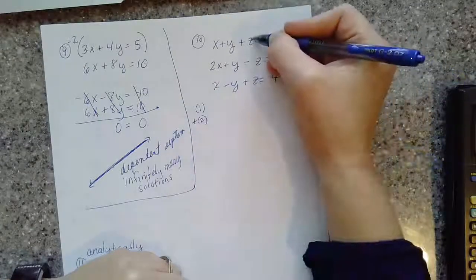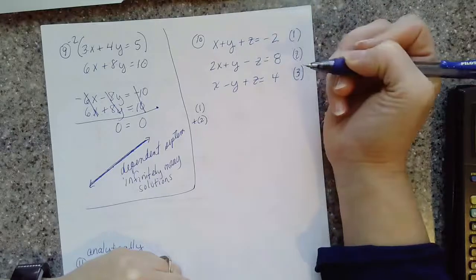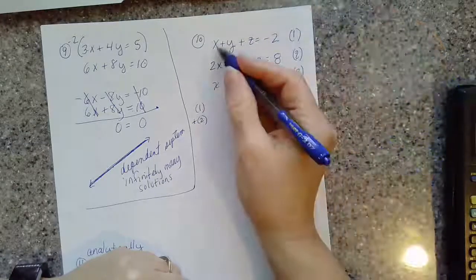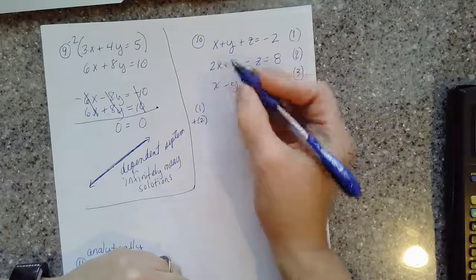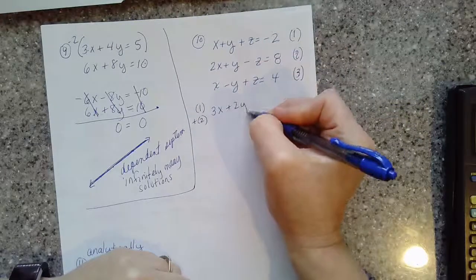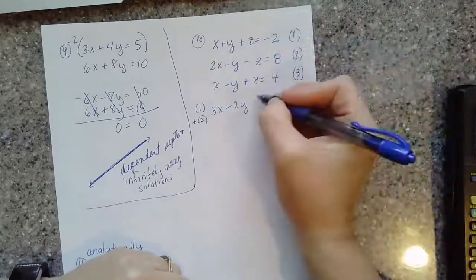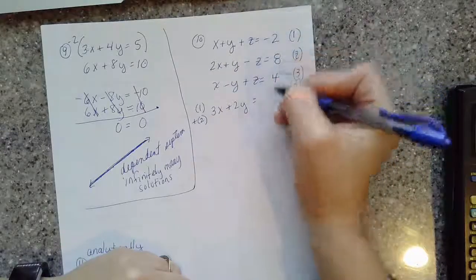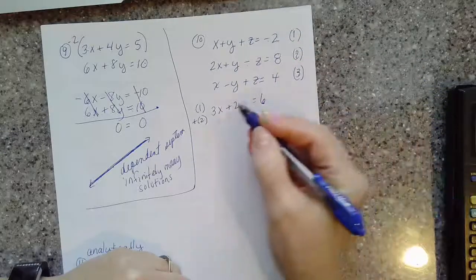I can just add straight down: 1 and 2 is 3x. y plus y is 2y. z minus z cancels out. 2 plus 4 is 6. So that's a new equation we've created. I'm going to label that equation 4. And I found that again by adding a combo of 1 plus 2.